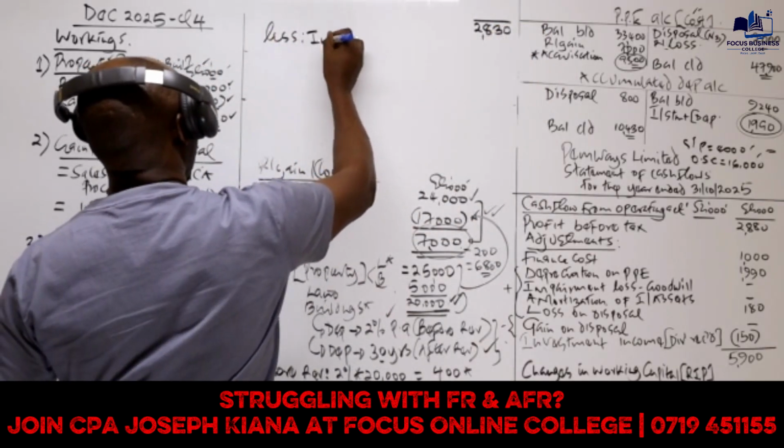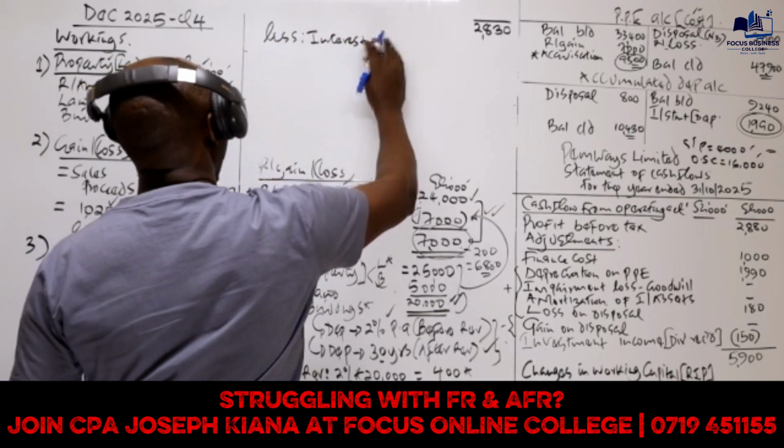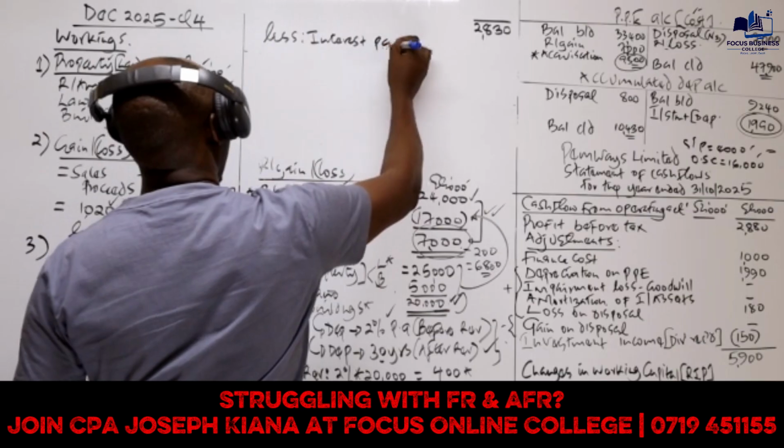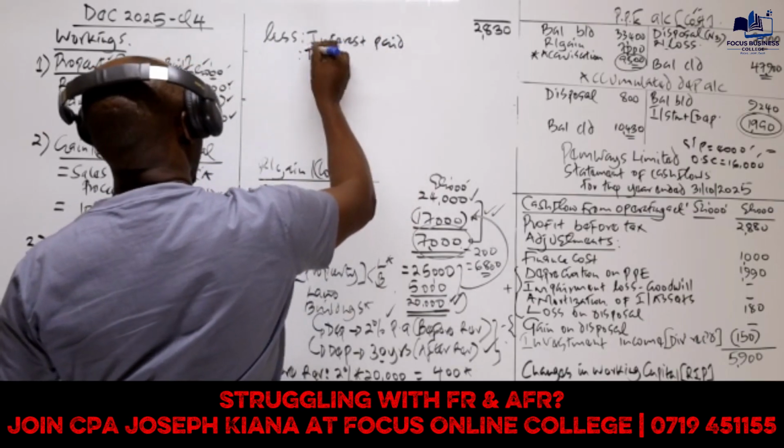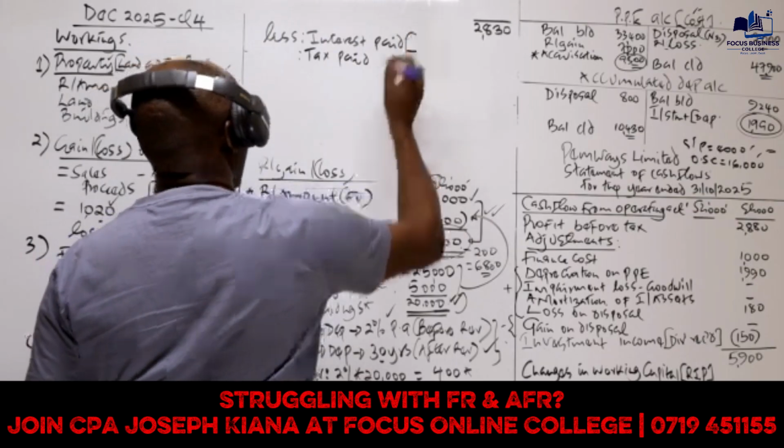And then to this, we said we less two items. Number one, we less the interest or finance cost which was paid, and also we less tax paid. I think we can start by computing this one.